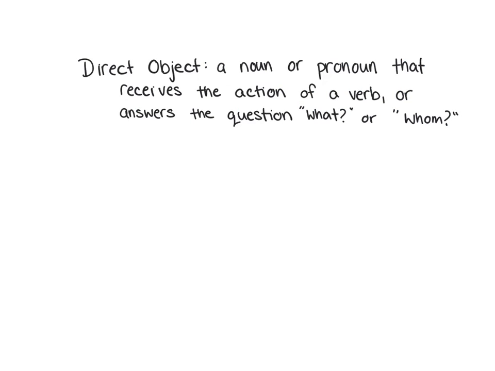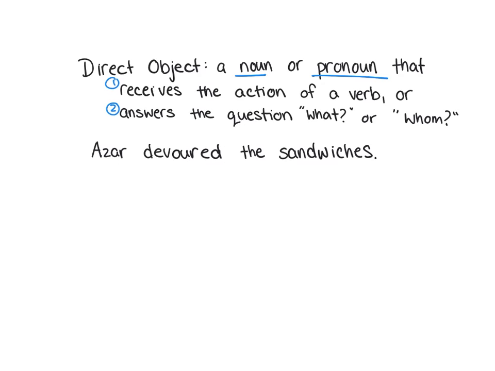A direct object is a noun or a pronoun that receives the action of a verb or answers the question what or whom. And we'll go through an example for each of these. If we look at the sentence, Azar devoured the sandwiches, Azar would be the subject. Devoured is going to be our verb, so the rest of this sentence will be the predicate. Devoured the sandwiches. So the action devoured, what received that action or what was devoured was the sandwiches. So they are the direct object of the verb devoured.